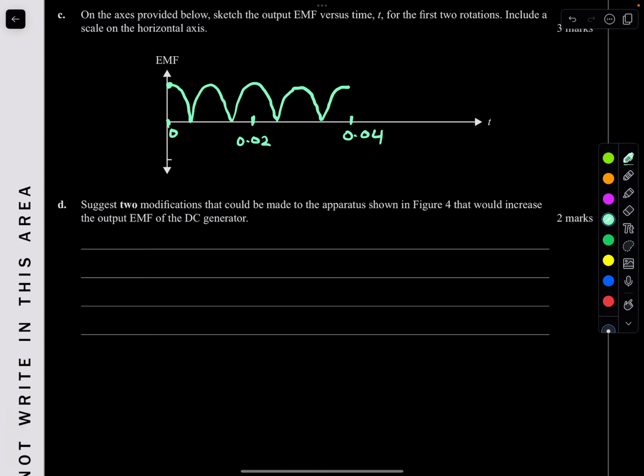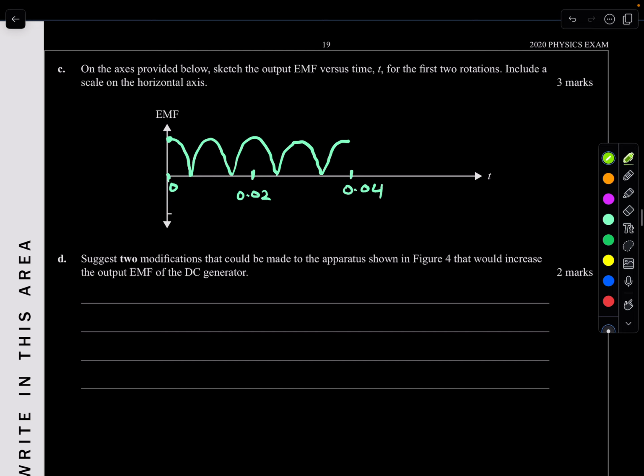Let's have a look at D. Suggest 2 modifications that could be used to the apparatus in figure 4 that would increase the output EMF of the DC generator. Easy. If we want to increase that EMF or the voltage, it all depends on writing the formula: your B times your area over change in time. To increase your EMF, we can increase the number of loops, we can increase the magnetic field strength, we can increase the area of the loop, or we can decrease the time it takes. So we can actually increase the speed, and so that will decrease the time.